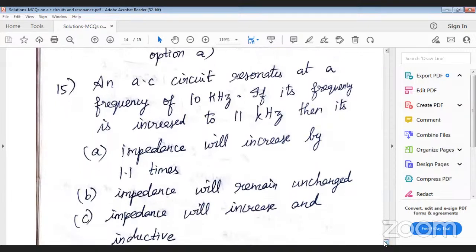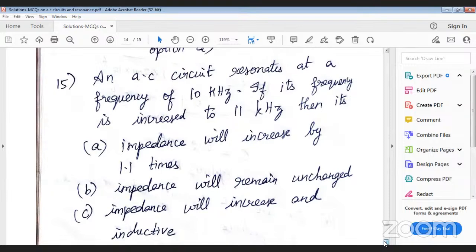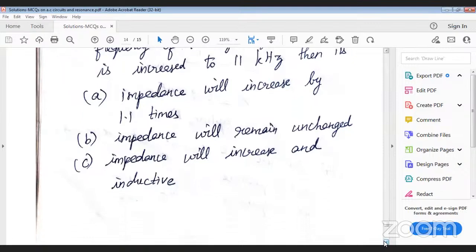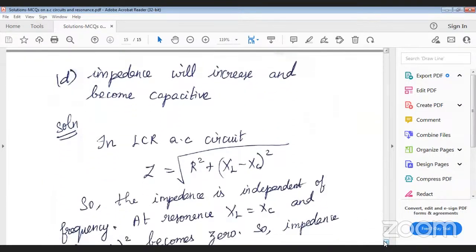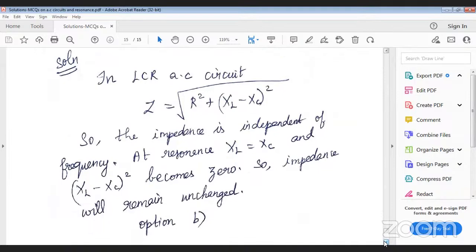An AC circuit resonates at a frequency of 10 kilohertz. If its frequency is increased to 11 kilohertz, then its impedance will increase by 1.1 times. So they have given you four options. They have given an AC circuit at resonating frequency 10 kilohertz. And when the frequency is increased to 11 kilohertz, then what will happen to the impedance? For that, we will use the impedance formula: impedance is equal to root of R square plus XL minus XC the whole square. At resonance, you know very well XL equals XC.